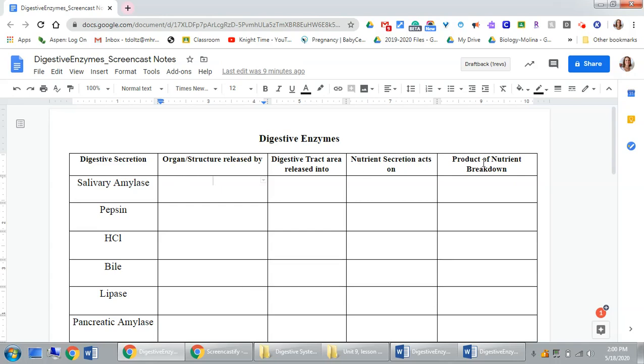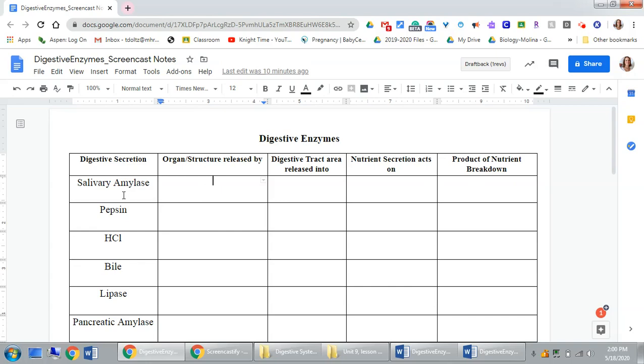So to digest a carb, if you remember, the biggest form of a carb is a polysaccharide. Then it goes down to a disaccharide, and then down to a monosaccharide, which is what is usable in our bodies and we can absorb. So it takes more than one enzyme to break down each nutrient group into its most basic unit. That's what we're going to be going through here today.